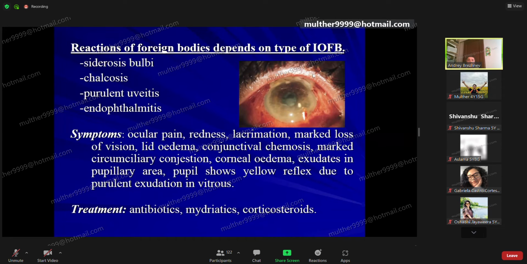The third possible reaction to a foreign body is purulent uveitis. It is very dangerous, as any purulent complication, a very dangerous complication of perforative injury of the eye. It may start as a purulent anterior uveitis, iridocyclitis, or purulent posterior uveitis, choroiditis, which soon progress to involve the retina and vitreous, resulting in purulent endophthalmitis.